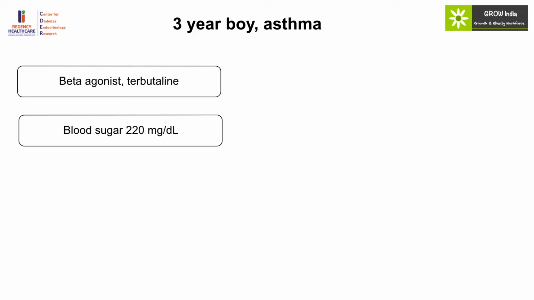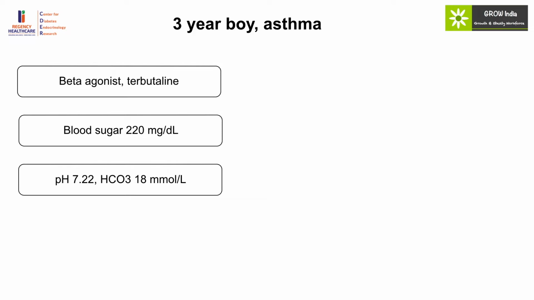terbutaline, was found to have a high blood sugar with metabolic acidosis. So a reference was given whether this actually is diabetic ketoacidosis or not, because the treating team was considering that this child may have DKA as the primary diagnosis, which has resulted in the presentation with an asthma-like situation. So is it diabetic ketoacidosis?